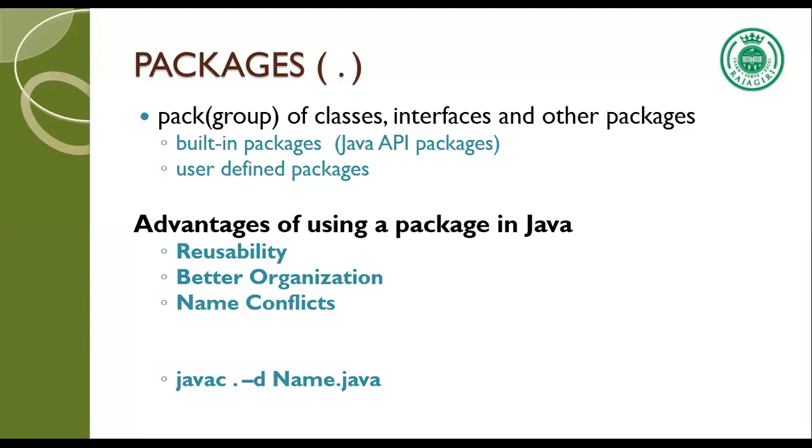There are two kinds of packages in Java. One is called built-in packages, which you even call Java API packages. And the second one is called user-defined packages. First, we will see what we mean by a built-in package.